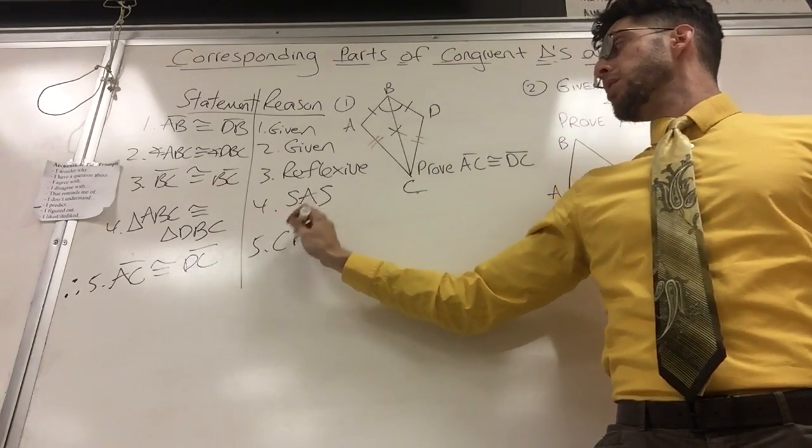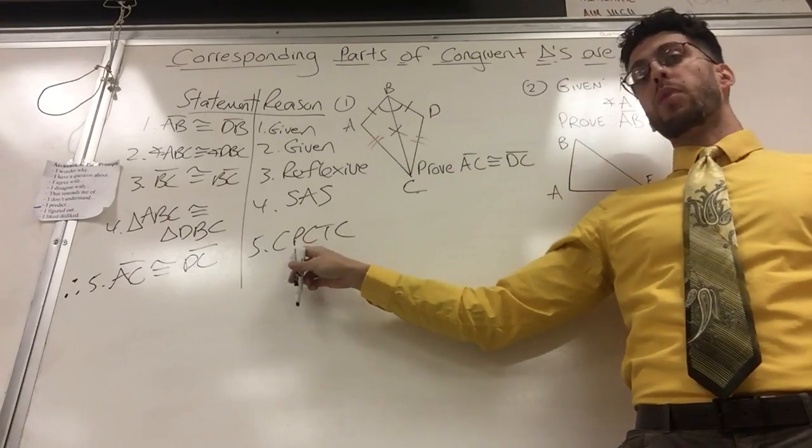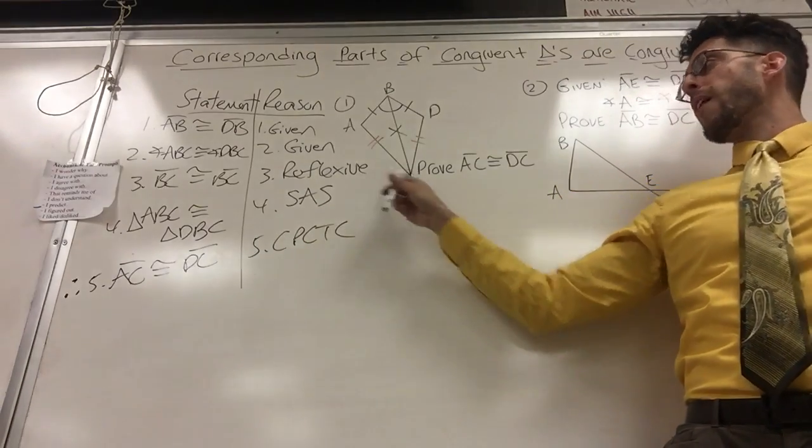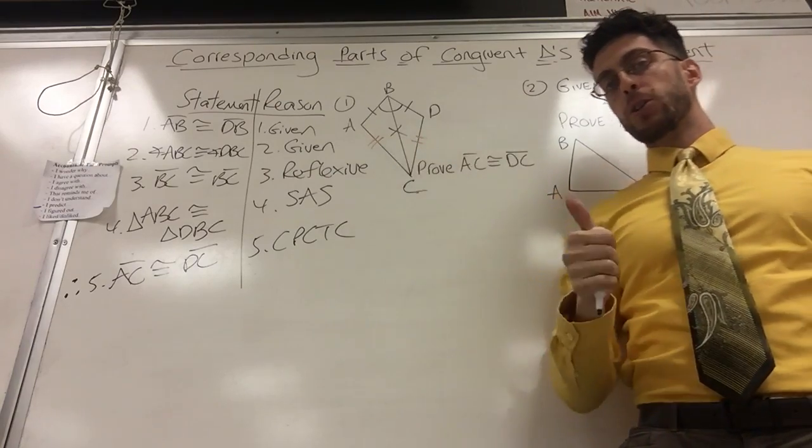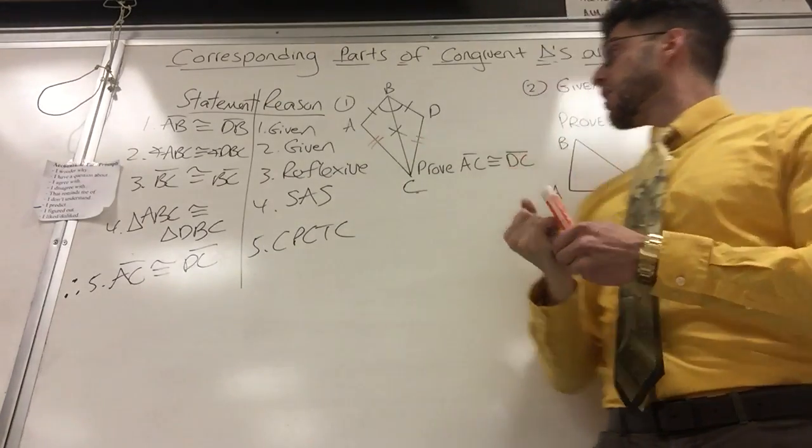So, CPCTC: the corresponding parts of the congruent triangles are also congruent. They're corresponding, they're parts. You got me? Good? Let's try that again.